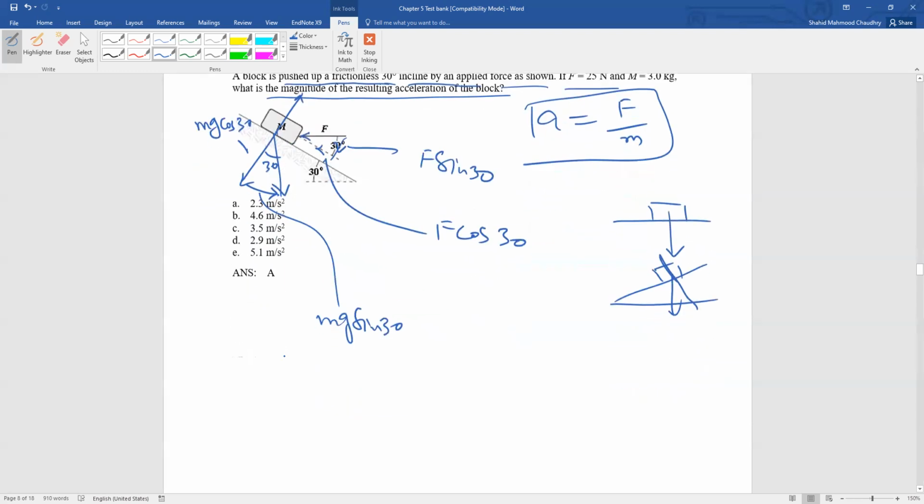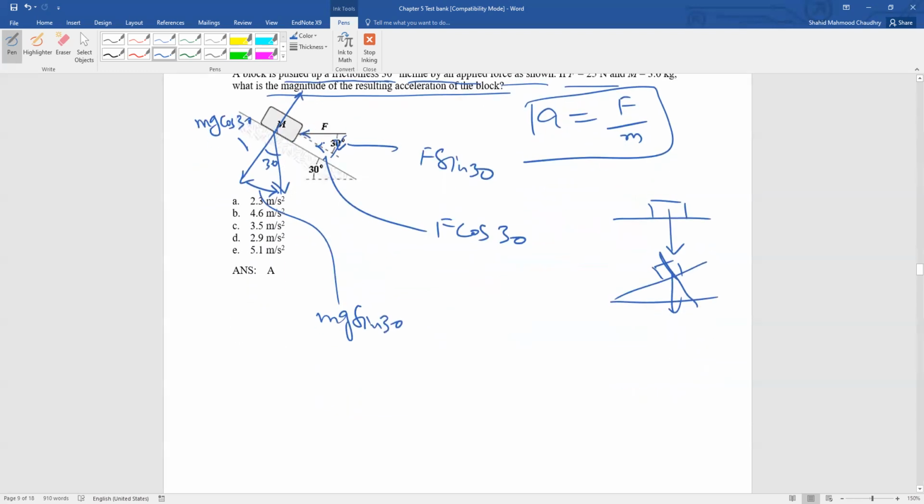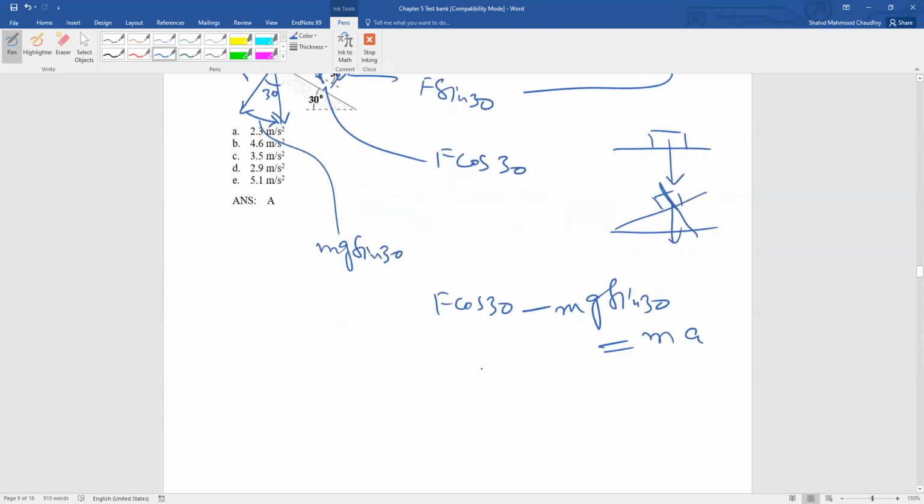So I want to write the equation. You can see that this component direction is upward. This component direction is downward. So what you will do? F cos of 30 first, because it is moving up, minus mg sine of 30. Okay. And this is equal to net force. Net force means MA.